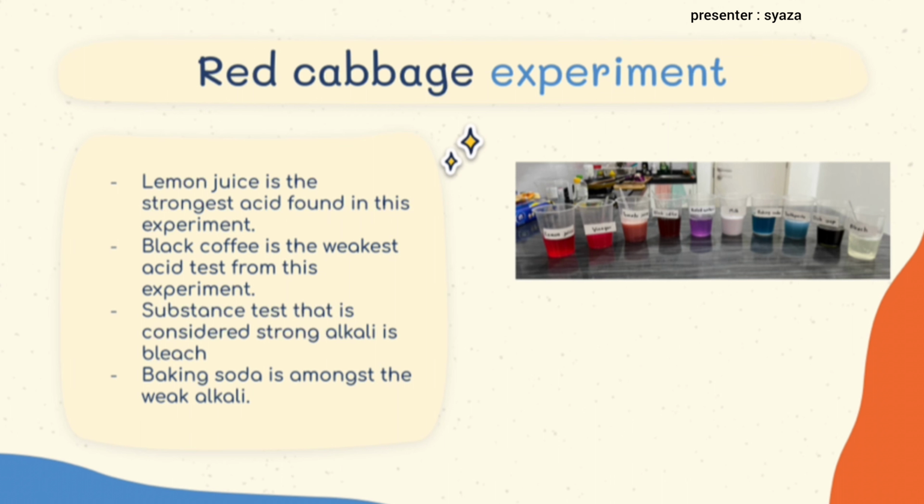Strong alkali means an alkali that ionizes completely in water to produce a high concentration of hydroxide ions. In this case, for this experiment, the substance tested that is considered strong alkali is bleach. Weak alkali means an alkali that ionizes partially in water to produce a low concentration of hydroxide ions. In this experiment, we can deduce that baking soda is among the weak alkali.